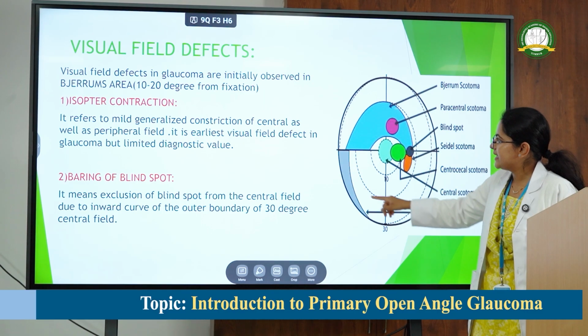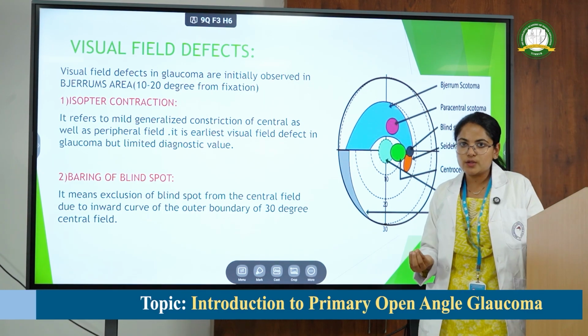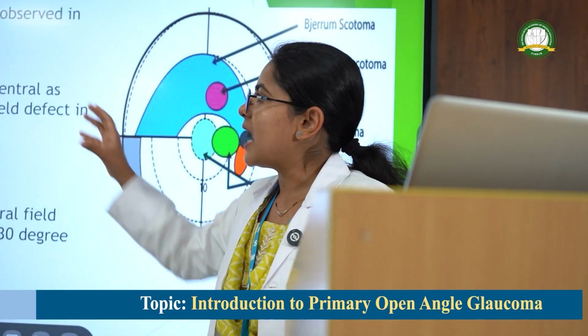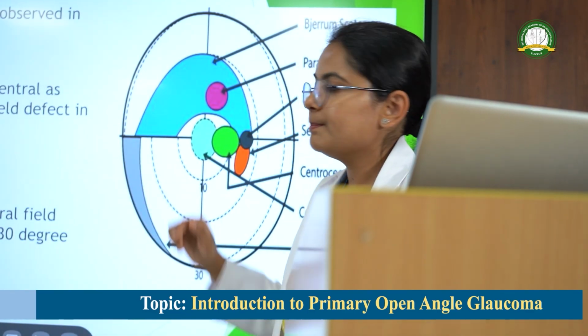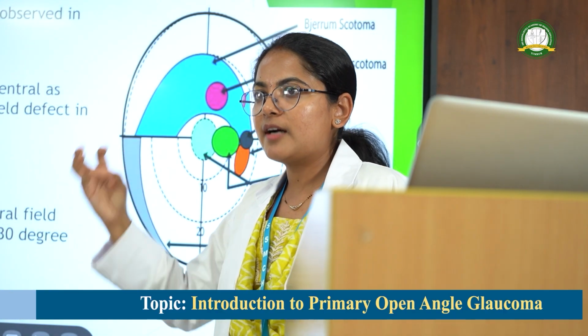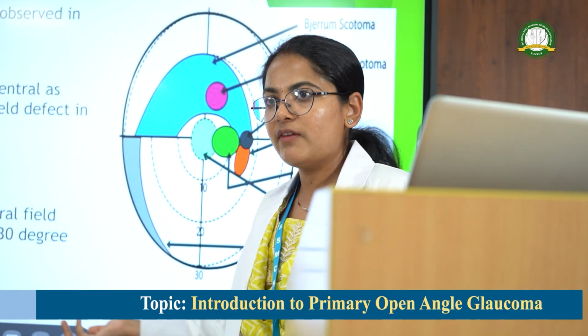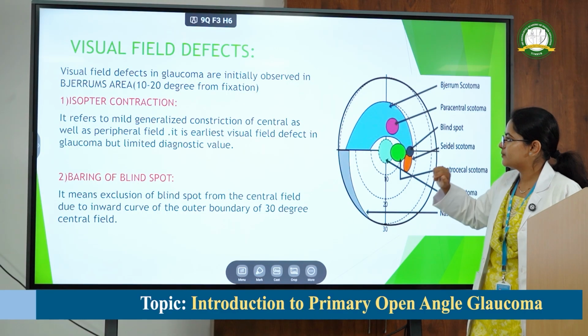That is the earliest visual field defect in glaucoma, but it has less diagnostic value because isopter contraction is also seen in other conditions. Then baring of the blind spot. So this isopter will contract and leave a blind spot. That is called baring of the blind spot.